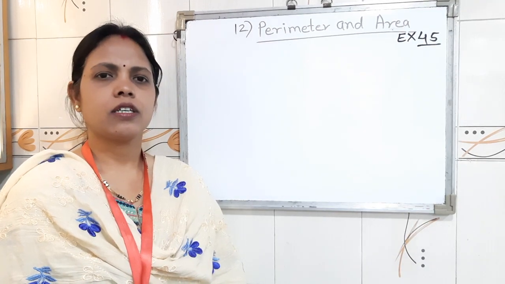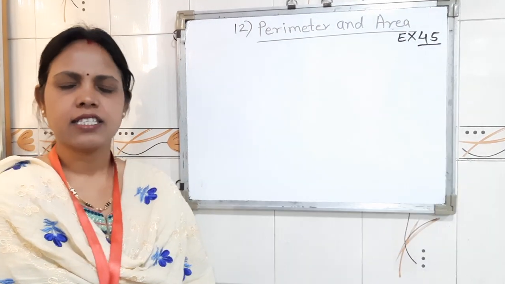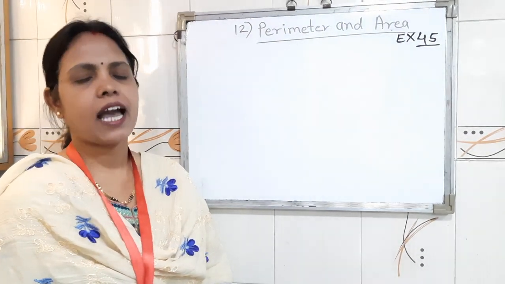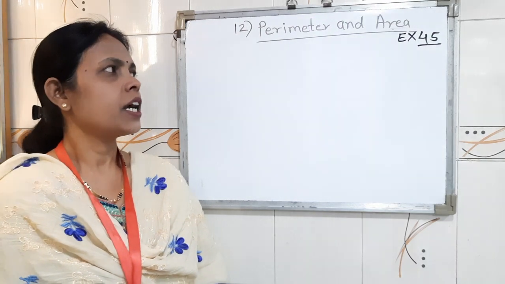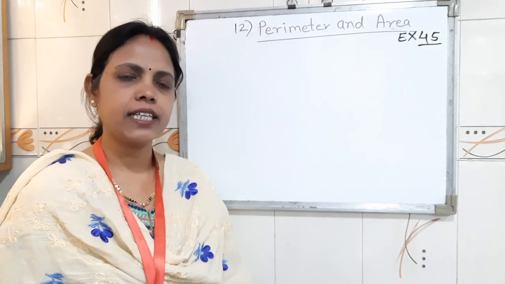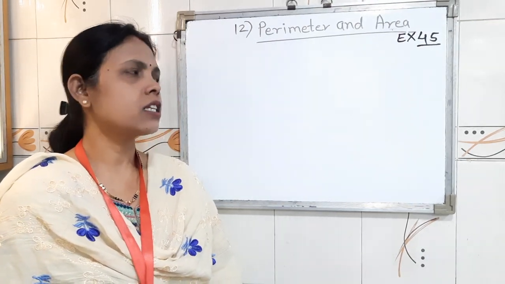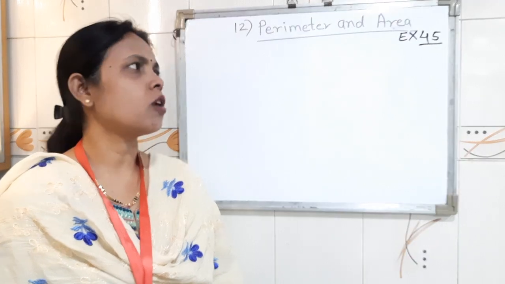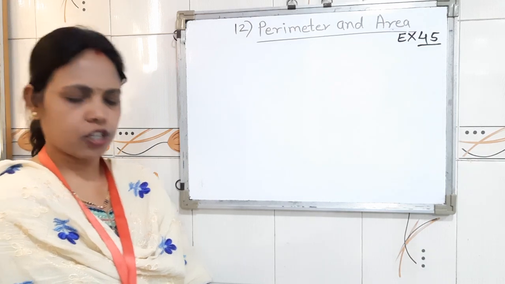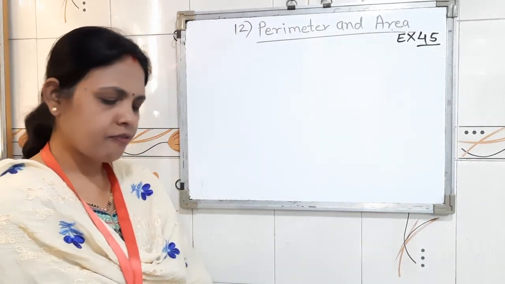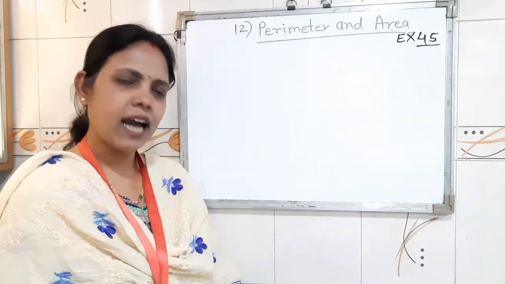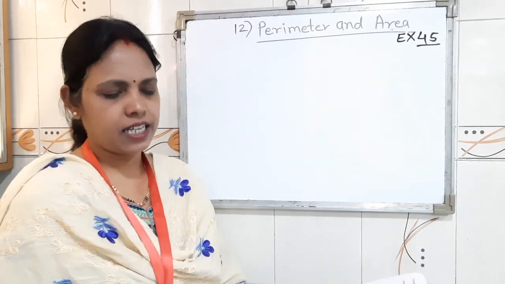So children, in our maths we are going to continue the 12th chapter, perimeter and area. In this chapter, exercise 44 we had completed. Now today in this class we are going to continue our exercise 45. In exercise 45, question number first is there. If the side of a square is 12 centimeter, find its area.